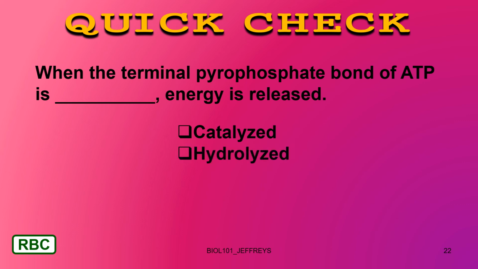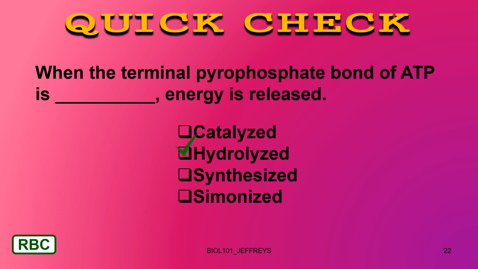Hydrolyzed is one of your choices. Synthesized is one of your choices. And Simonized is one of your choices. Obviously, it's not Simonized. I just threw that in there because I couldn't think of another ized word. All right, so we're going to cleave the terminal phosphate bond. How do you cleave it? Hydrolysis. You add water. So if you answered hydrolyze, you're absolutely correct.